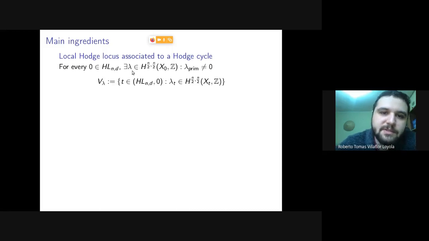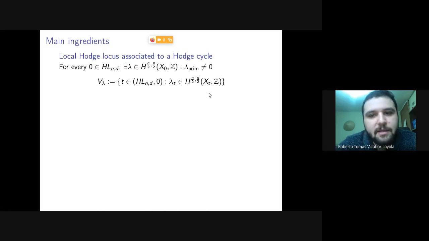And to each such class, we can associate a germ of analytic subvariety of the affine space, which is defined as follows. It contains the parameters in the Hodge locus, the set of hypersurfaces, such that lambda t, that is the natural transportation of lambda by monodromy in the deformation, is still a Hodge class.